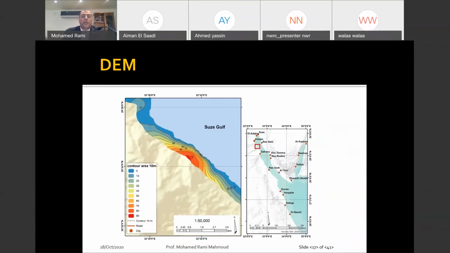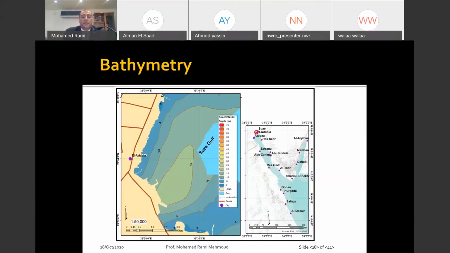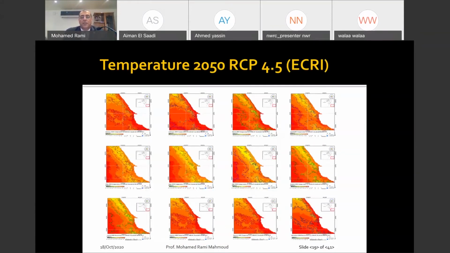Different dams have been generated for the 5 zones. Contour lines have been generated for 10 meter, 20, 25, and 50. The same thing for bathymetry has been produced for 5 meter, 10 meter, 15, 20 and 25 for each zone. All this is going to be put in the database, as I'm going to show later.